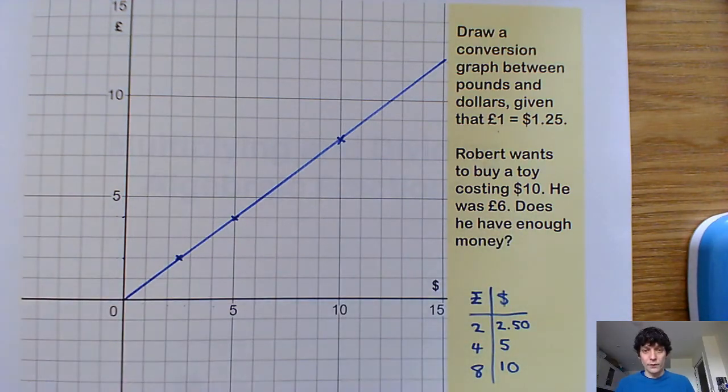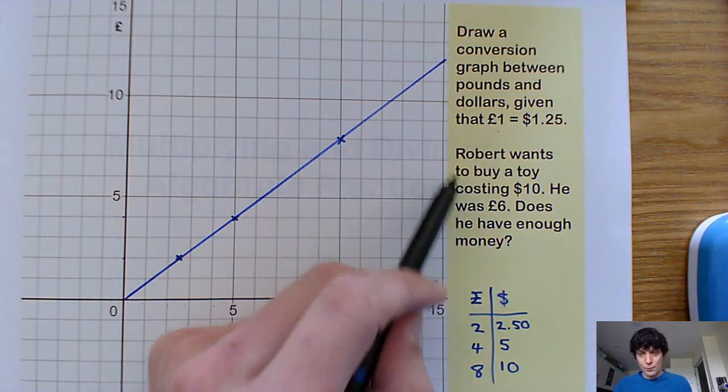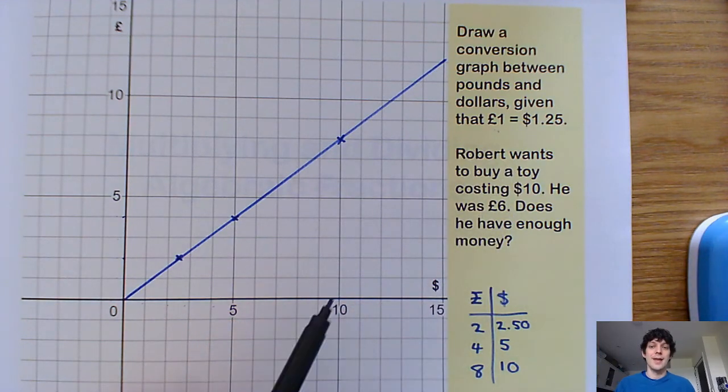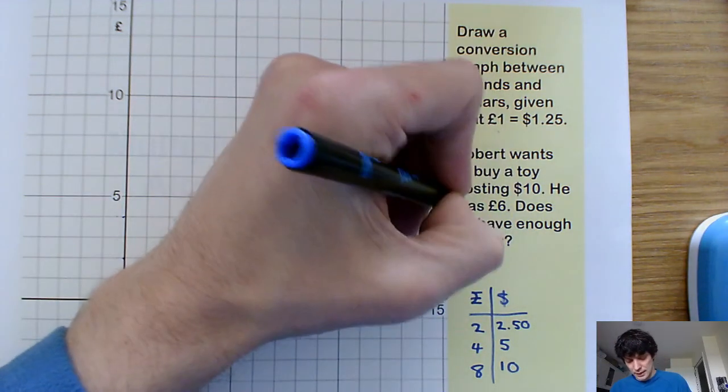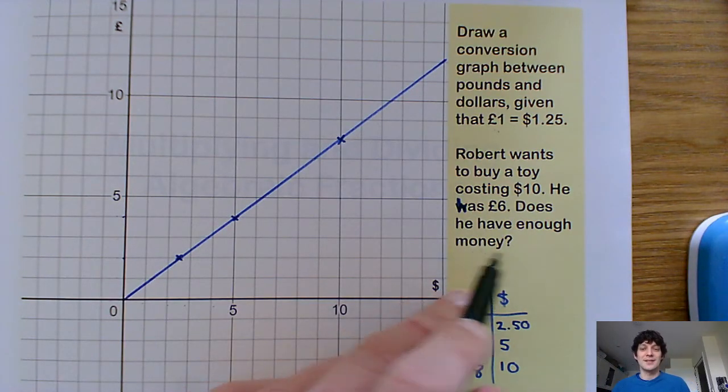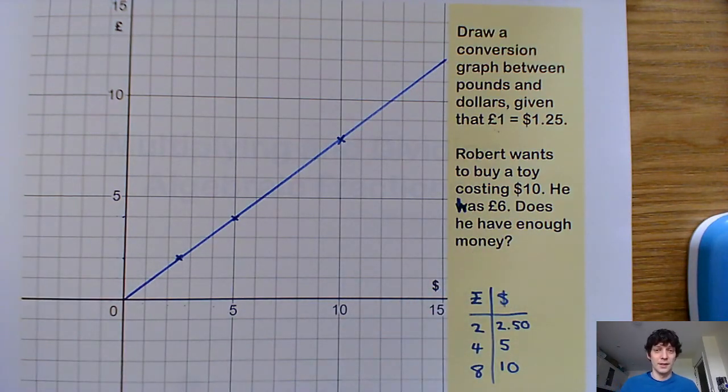Okay, so we've got the graph, the conversion graph's drawn. We've also got a question here to look at. So Robert wants to buy a toy costing $10. I should say he has £6, not he was £6. He has £6. Does he have enough money?